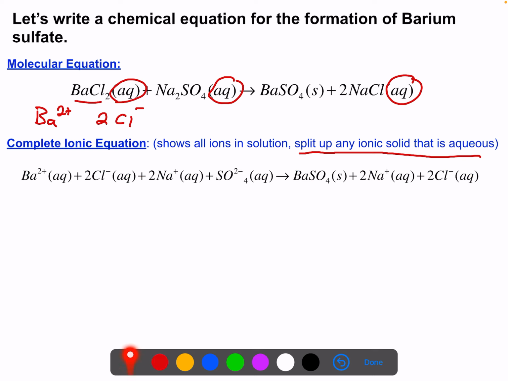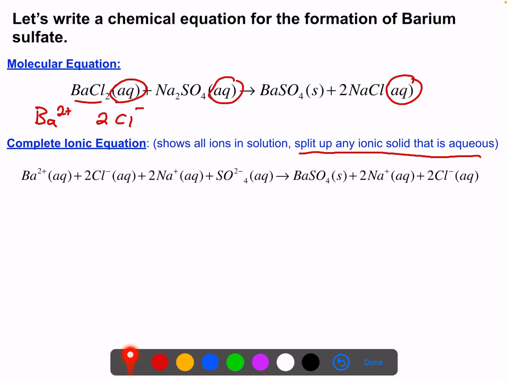Barium 2 plus, 2 Cl minuses, plus 2 sodium cations, plus a sulfate 2 minus, aqueous, goes to, notice the barium sulfate is a solid, so that's going to stay the same. And then we have aqueous sodium chloride, so we're going to split that into 2 sodium cations and 2 chlorides, aqueous.